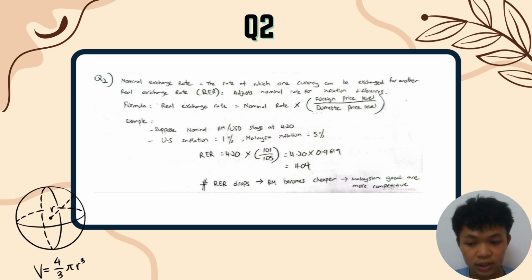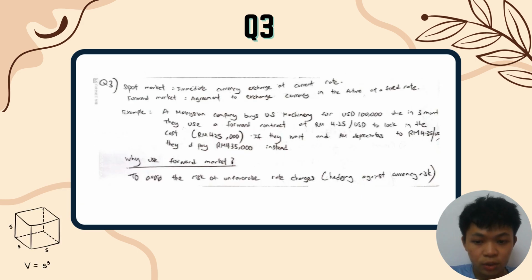So in conclusion, this makes Malaysian goods cheaper to foreigners, improving export competitiveness even if the nominal exchange rate is stable. Question number 3 is the comparison between the spot and the forward market. Spot market is where currency is exchanged immediately at the current rate, and the forward market is an agreement to exchange currency at a future date at a pre-agreed rate.